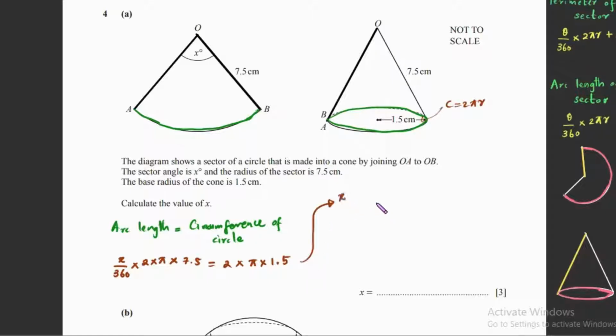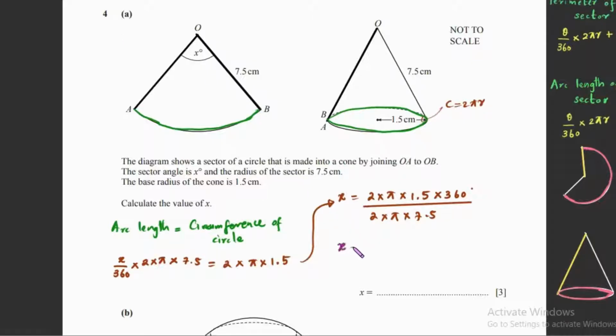To isolate x, on the other side I already have 2 times pi times 1.5. This 360 is dividing, so when I take it to the other side, it gets multiplied. Then 2 pi and 7.5 are being multiplied, so when I take them to the other side, they will get divided. So I can write it as 2 times pi times 7.5. Or simply, I can even cross out 2 pi and 2 pi here itself, then take the other 2 to the other side. That can be done as well.